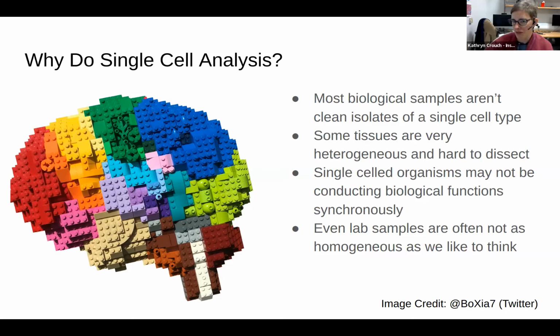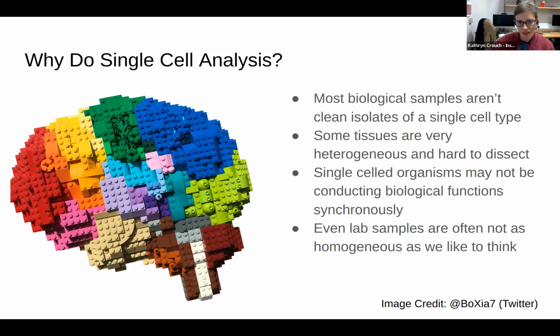Even if you're not working with a tissue, it's likely that you still have heterogeneity in your data set. Even if you're working with a single-celled organism or with cells in culture, it's likely that those cells aren't all doing exactly the same things at the same time. So it may be that your cells are going through cell cycle asynchronously, or they're differentiating asynchronously. Even if you synchronize one aspect of what those cells are doing, it's likely that they're asynchronous in some other aspect of their biology. And so even clean lab samples are not as homogeneous as you like to think they are.